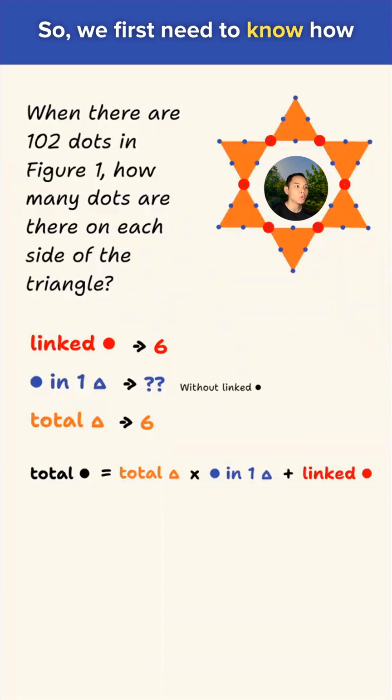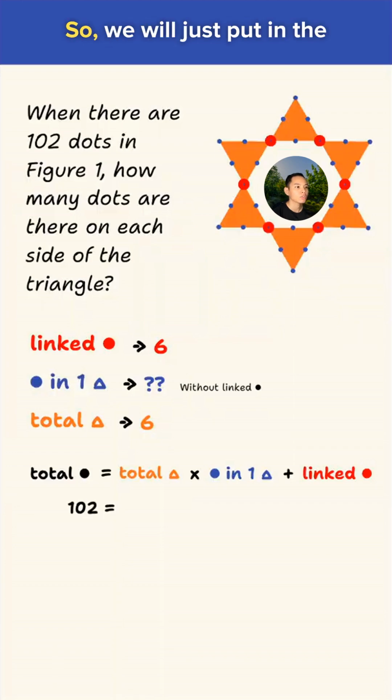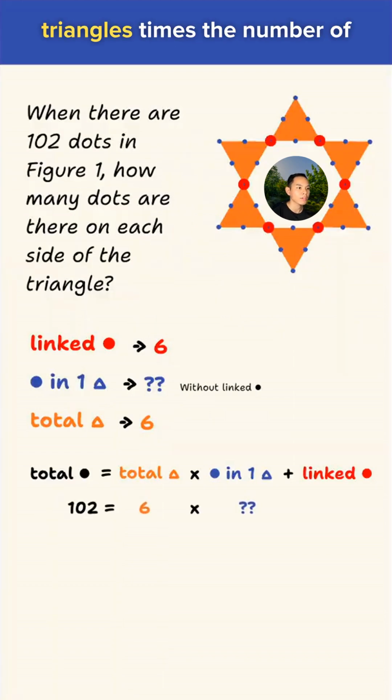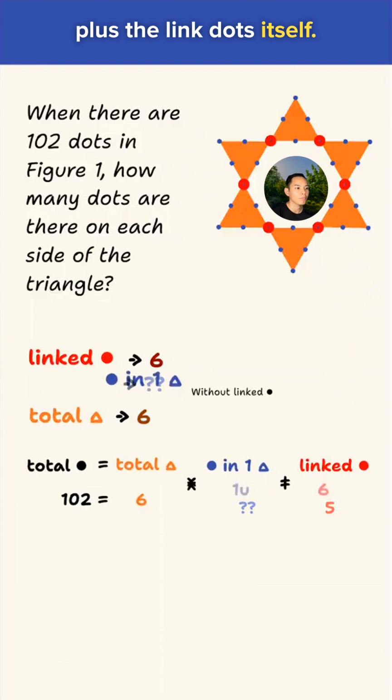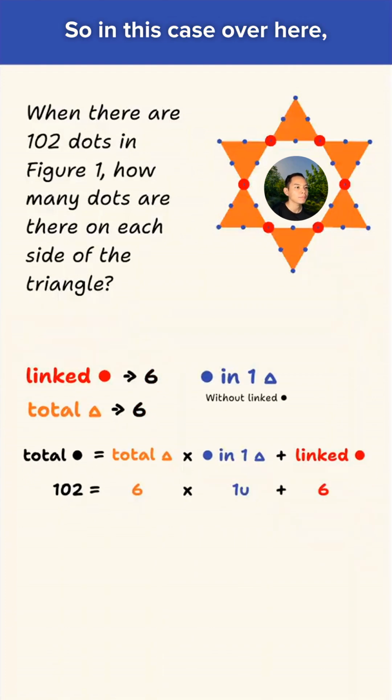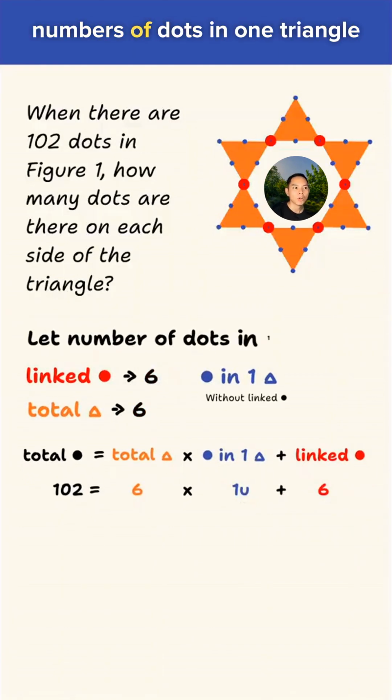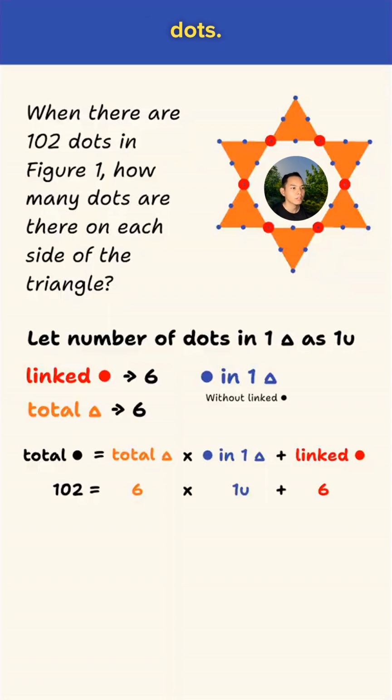So we first need to know how many dots are in one triangle without the linked dots. We know the equation to get the total dots, so we will just put in the values. So 102 is equal to 6 total triangles times the number of dots without the linked dots plus the linked dots itself. In this case, we will let the number of dots in one triangle be one unit without the linked dots.